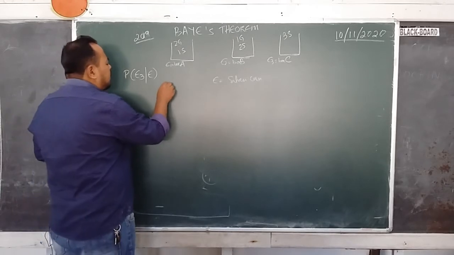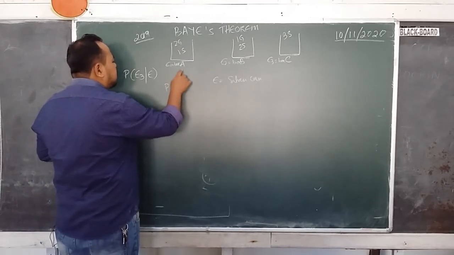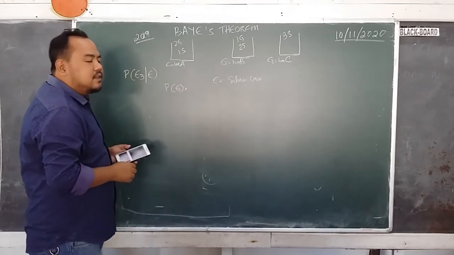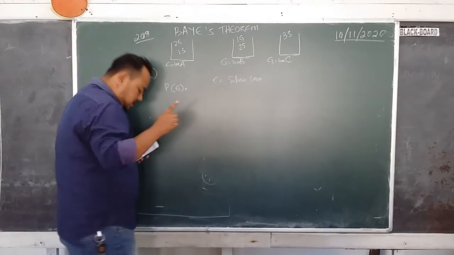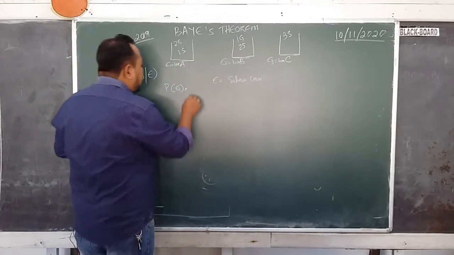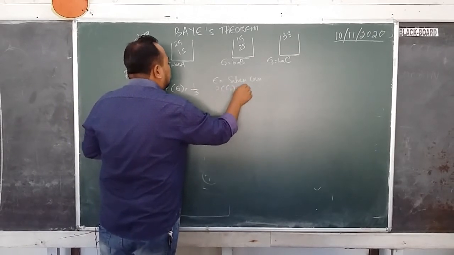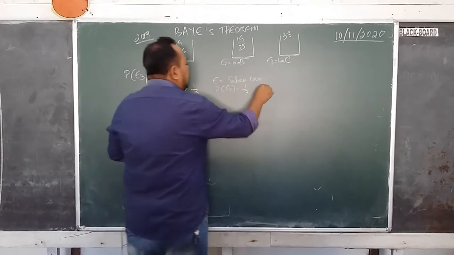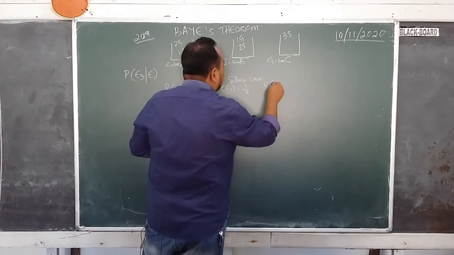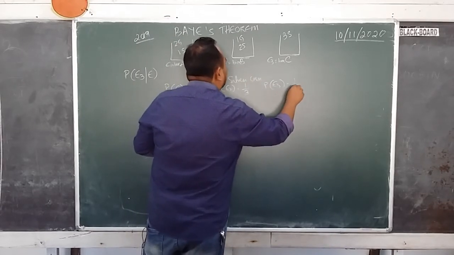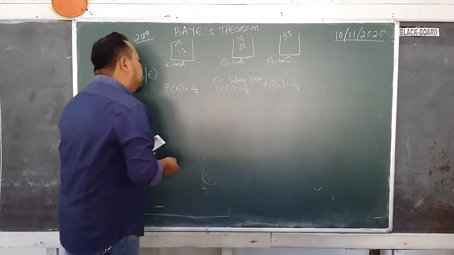So first let me find probability of E1. E1 is box A. So how many boxes are there? There are 3 boxes. Out of 3 boxes, I have to choose one. So that can be done in 1/3 ways. Probability of E2 will be equal to 1/3, and probability of E3 will also be equal to 1/3, because there are 3 boxes. I have to choose one.